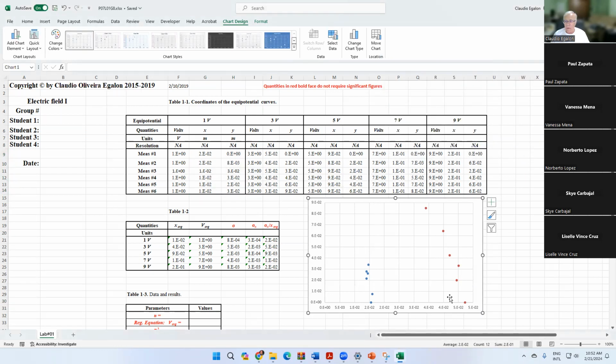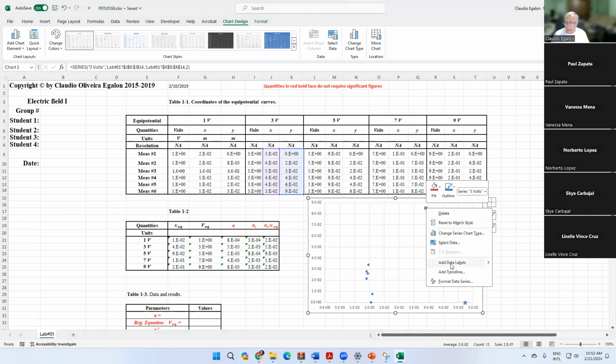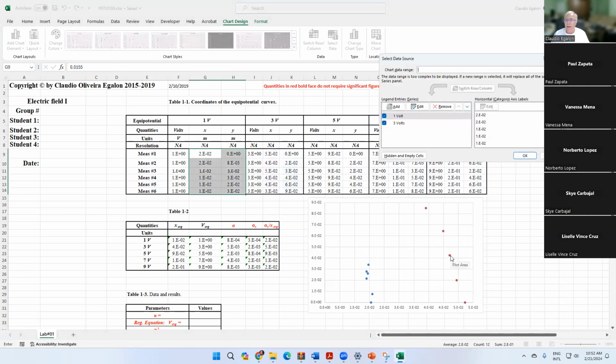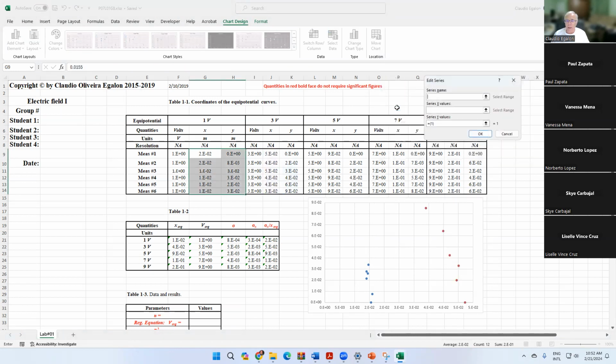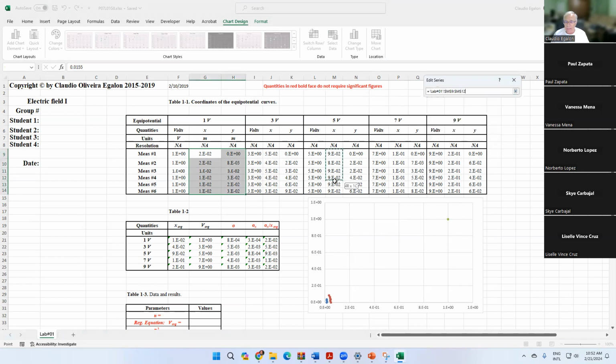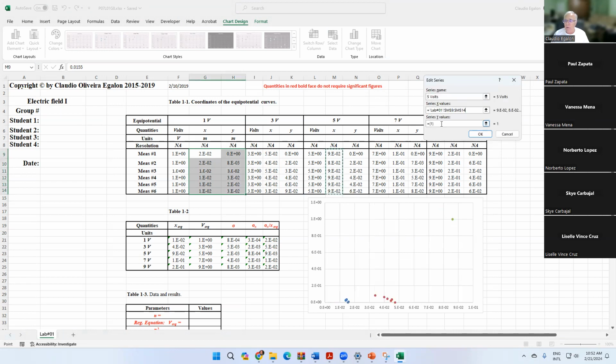Are you doing that? Now you should have 2 equipotentials, 1 for 1 volt, the other one for 3 volts, okay? Then repeat for the other ones. Click, right click, select data, okay? And another one, and I'm gonna put here 5 volts, right? X data of 5 volts. Don't forget to get rid of this number 1.